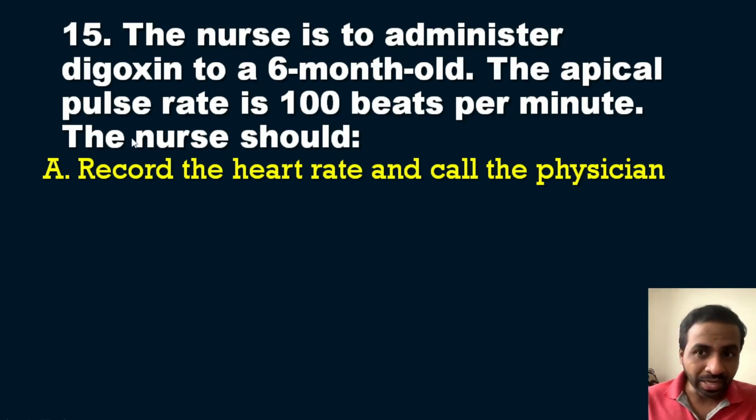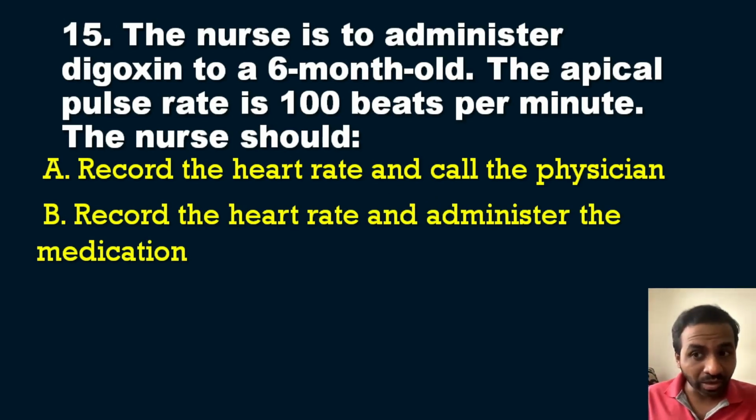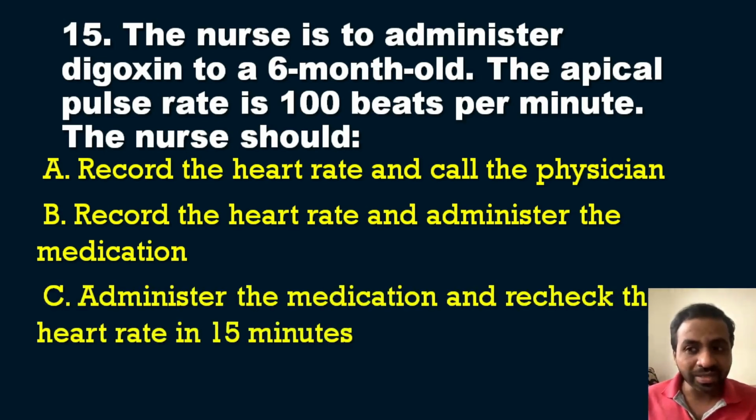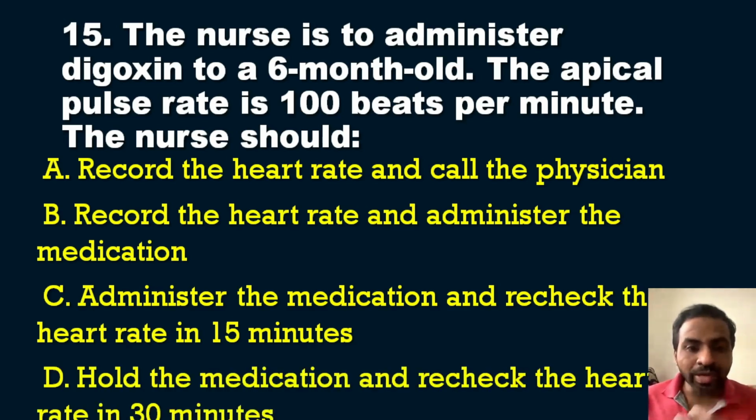The second option is to record the heart rate and administer the medication. The third option is to administer the medication and recheck the heart rate in 15 minutes. The final option is to hold the medication and recheck the heart rate in 30 minutes. This is just an application level question. You should understand the normal pulse rate for a 6-month-old, and what the drug digoxin is and what can happen if it is given. Keep those things in mind and you can answer this easily.